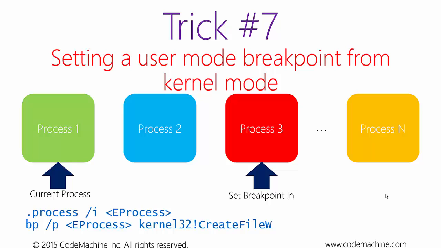but we might want to set a breakpoint on a user mode address in process number 3. In this case, we have to instruct the kernel debugger to switch to the context of process 3 before setting any user mode breakpoints. This can be achieved using the .process command. Let's first find out the current process context using the kernel debugger as we break into the virtual machine.